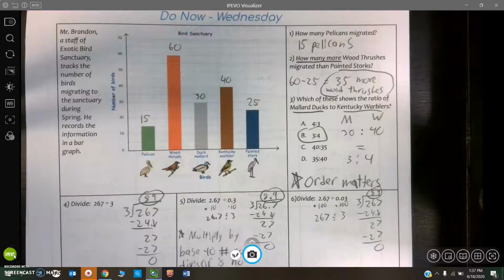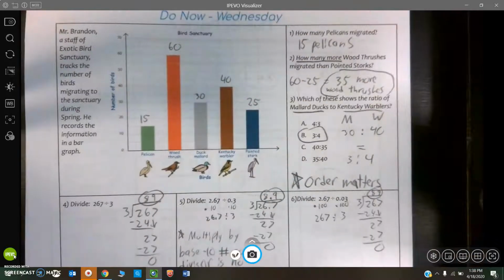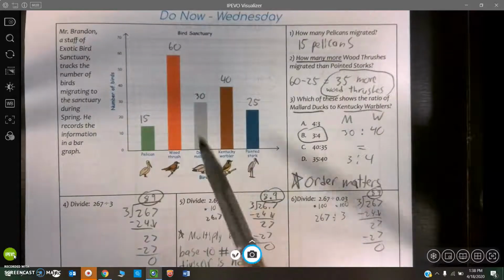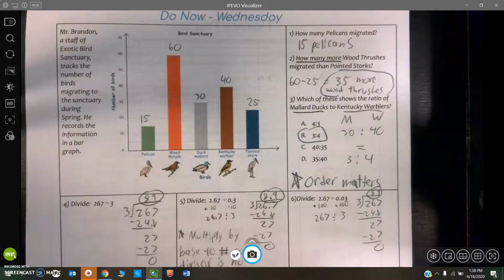So let's go over your do now and fluency practice. Our bar graph here is titled Bird Sanctuary. The data collected is about different birds and their migration patterns to said sanctuary in spring.